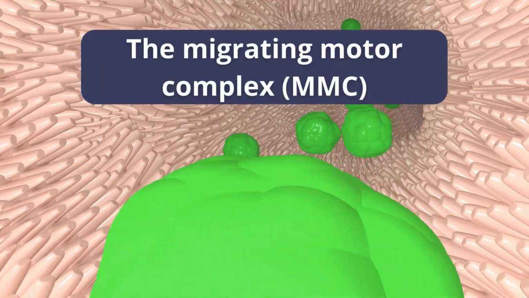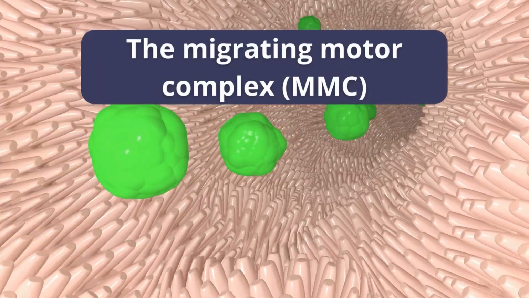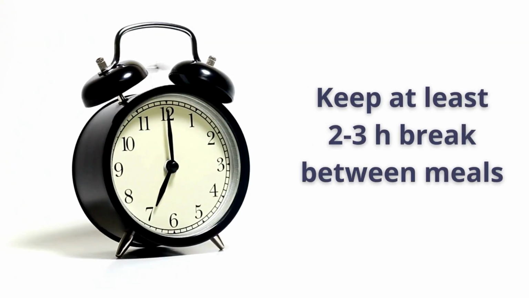Our bodies have several mechanisms to prevent bacterial overgrowth in the small intestine. One of these is the migrating motor complex, MMC, which helps clear out residual food particles and bacteria between meals. To allow the MMC to function properly, it's important to have gaps of 2 to 3 hours between meals.